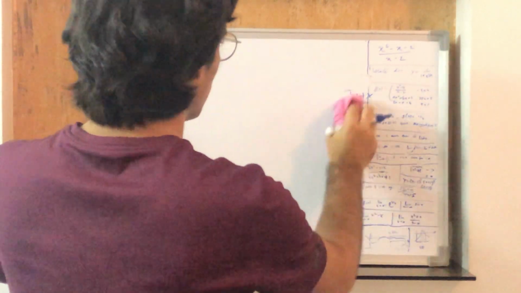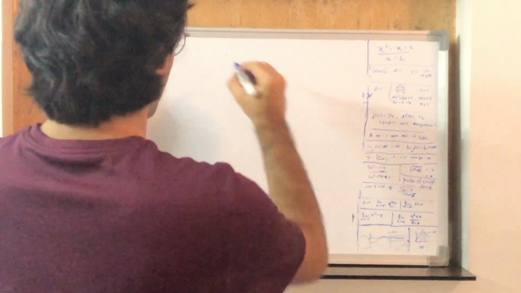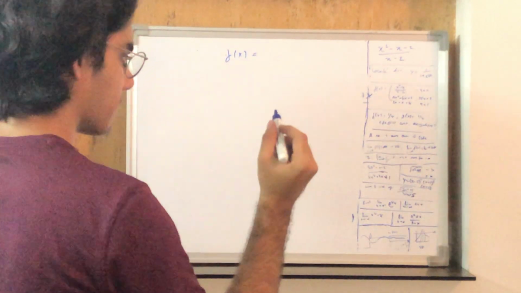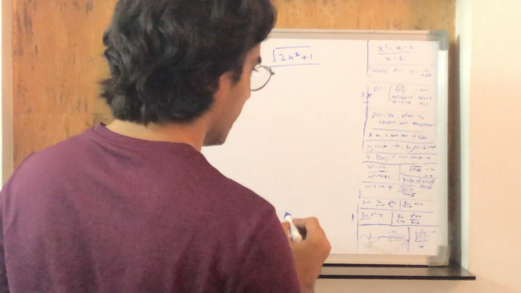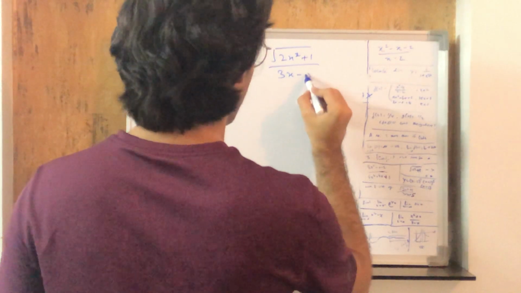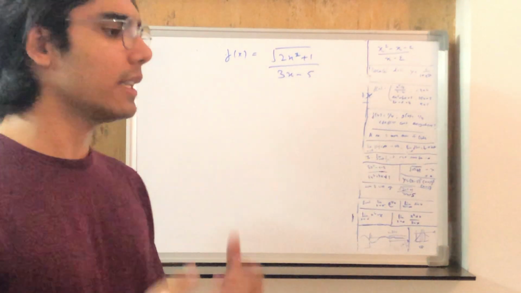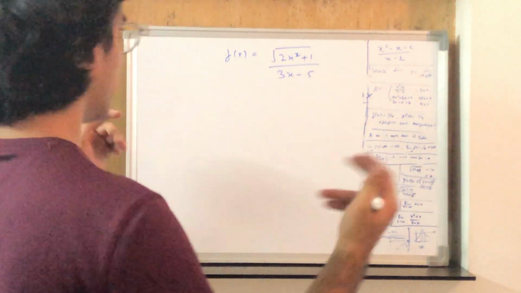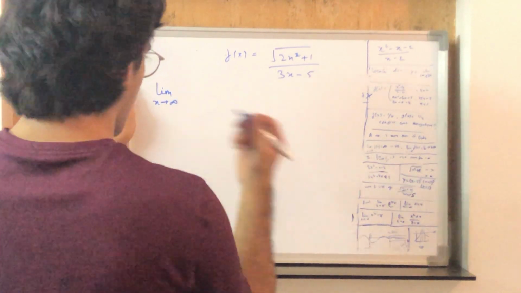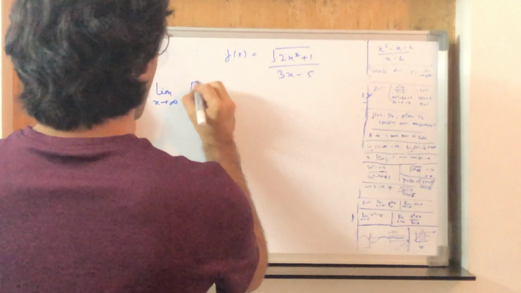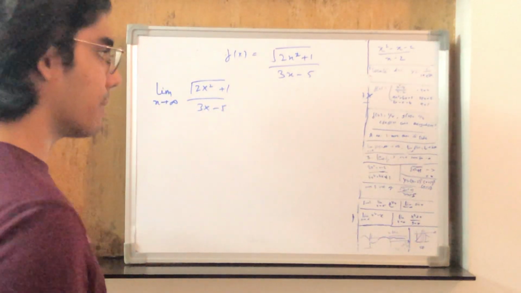Okay, now let's discuss another interesting question. So I have this function f of x, which is root 2x squared plus 1 divided by 3x minus 5. And if I'm asked to find the horizontal and vertical asymptotes for this function, how do I proceed? Let's find the horizontal asymptote first. Simple. I start with the limit x tending to infinity. That's how you find the horizontal asymptote for this function, which is root 2x squared plus 1 over 3x minus 5.